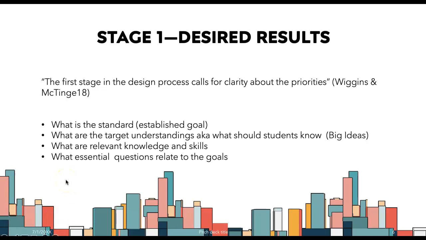All right, so let's dig deeper into each stage. Stage 1, desired results or the instructional goal. The first stage in the design process calls for clarity about the priorities. I always like to think of this as when you have the students walking out the door, what do you want them to learn?